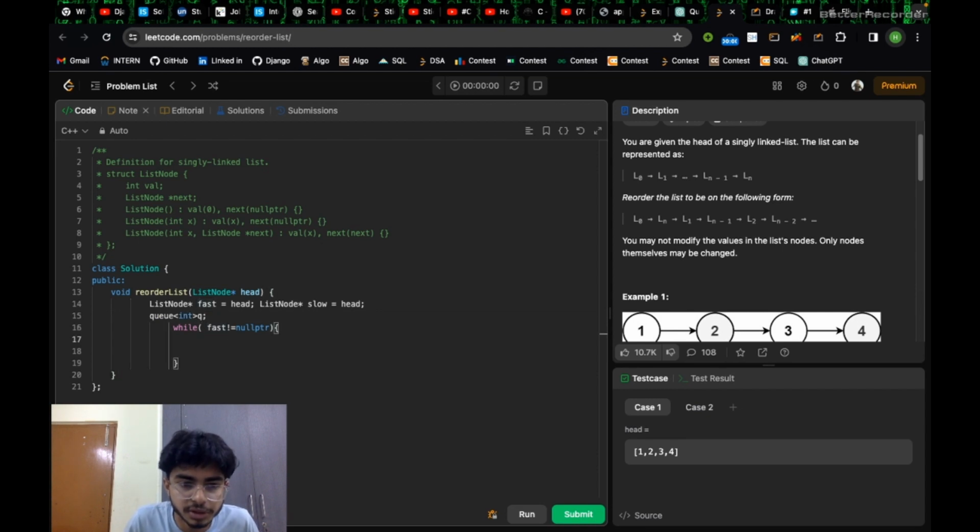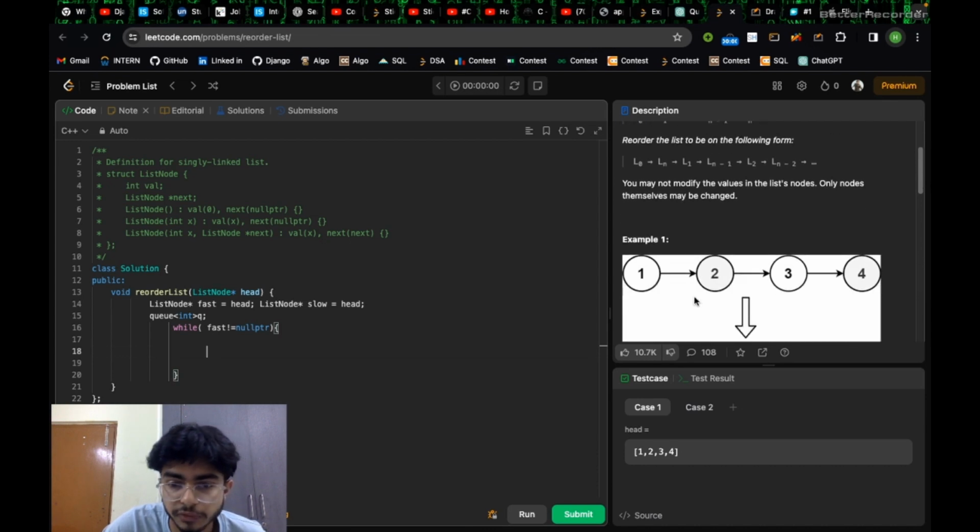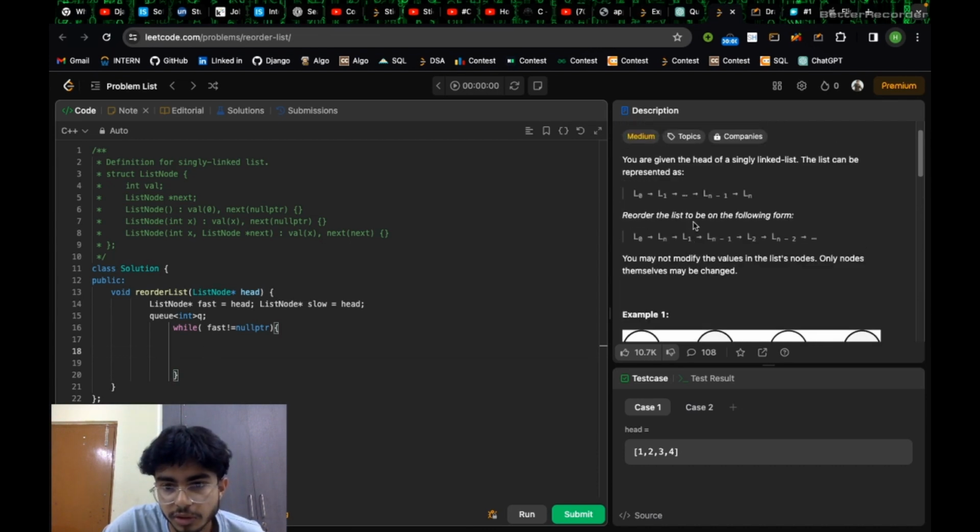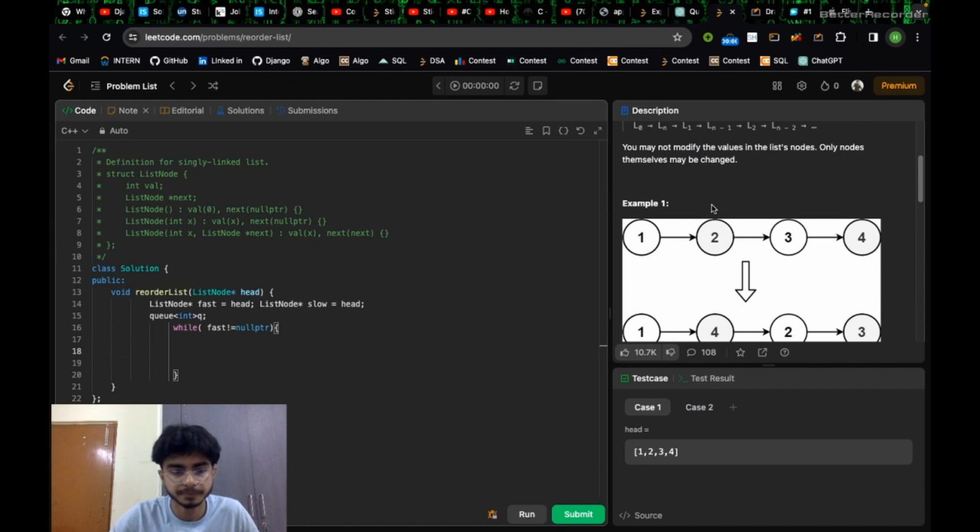Definitely the position that we would be storing would be of slow, and we should not store the first index. We should store from the second one. So let's put slow equal to slow next pointer, and then we can push the val of the index here. Further incrementing the fast one, so fast would be equal to fast next.